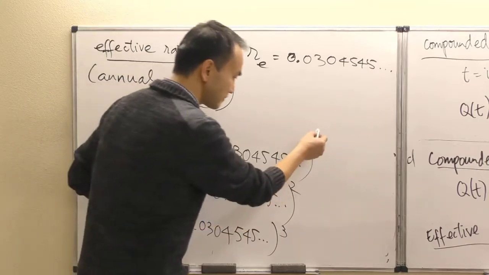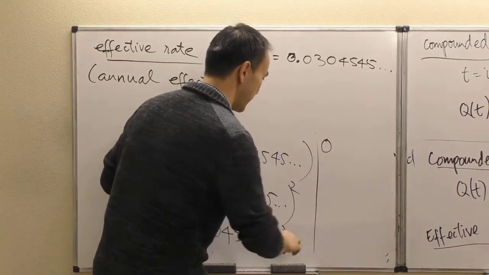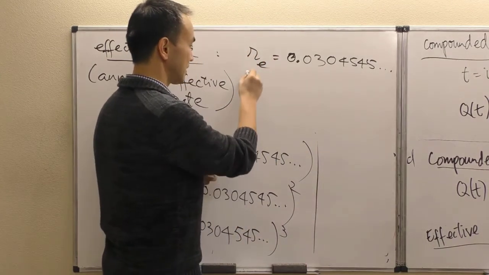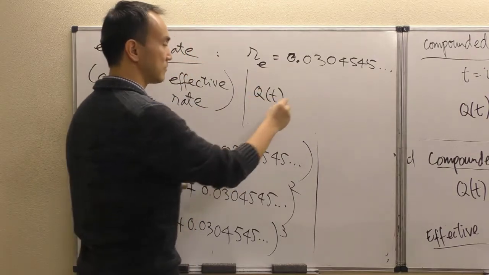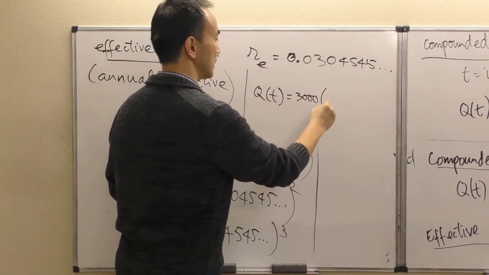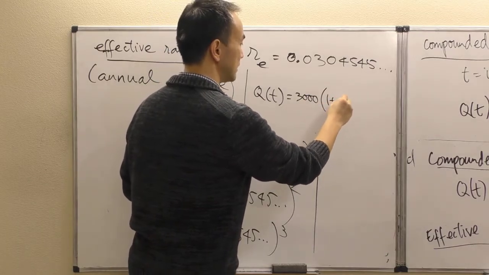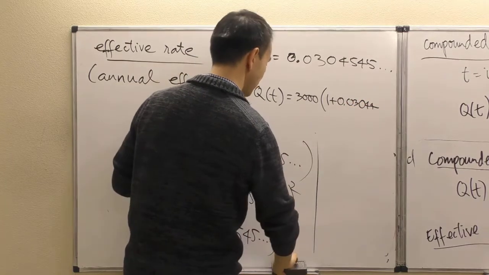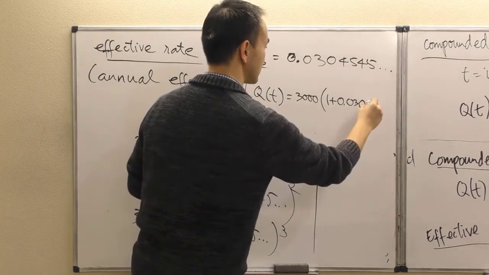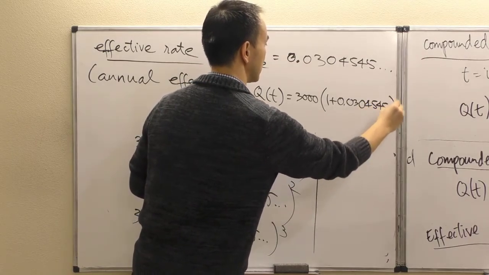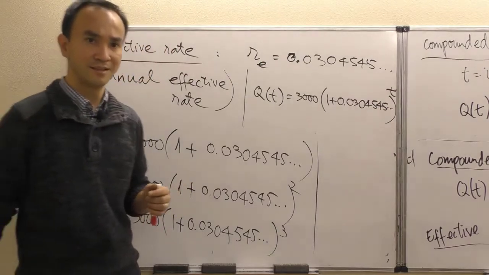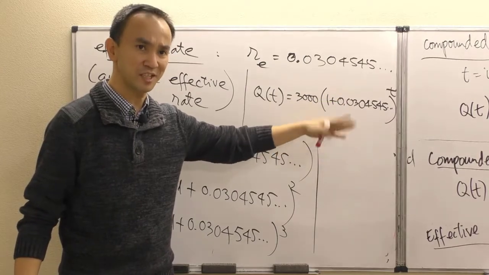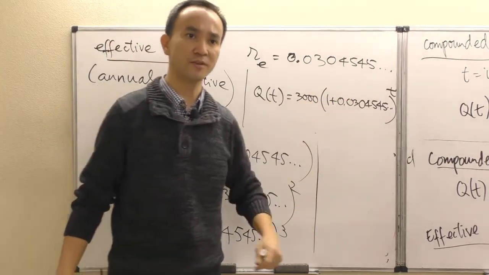And so now I'm talking about if we're observing our bank account at some t years later. Okay, at some t years later. So that quantity, Q of t, will be 3,000 in parentheses, times in parentheses 1 plus 0.03045, okay, to the t. This is another way to express my continuously growing future value right there.